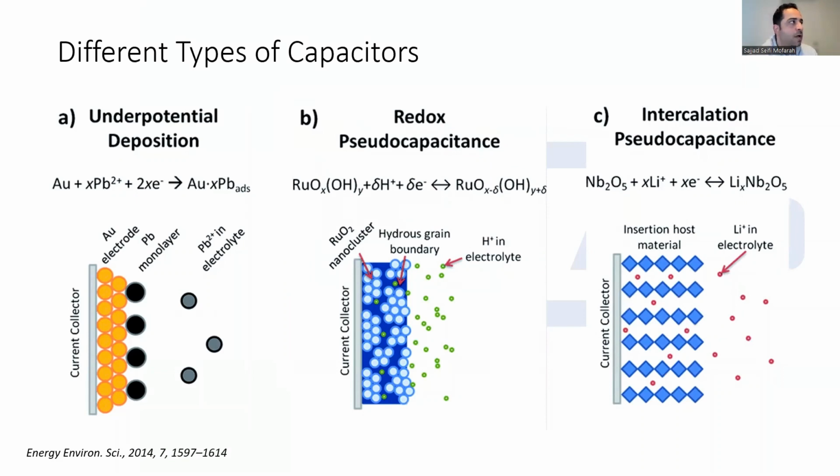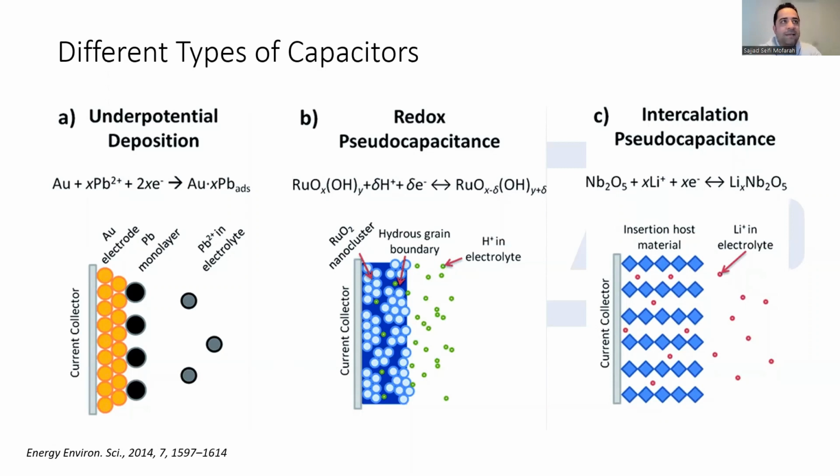The first type is underpotential deposition. This deposition occurs when metal ions form and adsorb a monolayer at a metal surface well above the redox reaction potentials. In this example, we have a gold layer, which is a gold electrode, and then we have lead ions in the electrolyte that deposit at the surface of the gold layer.